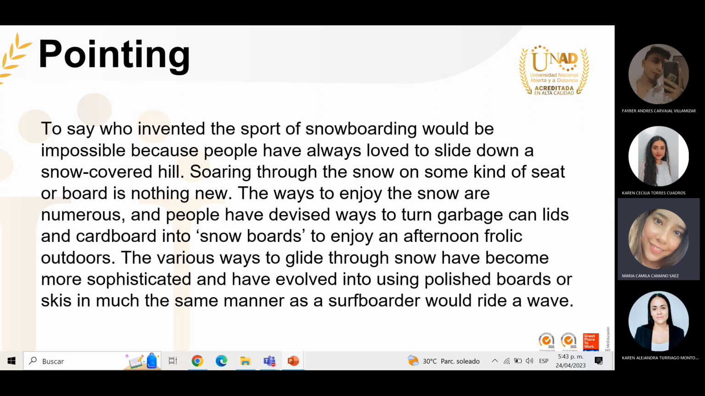Surfboard. There's only one word, surfboard. Yes. In this paragraph, we have four verbs or four structures in present perfect simple. Who wants to point out the first one?